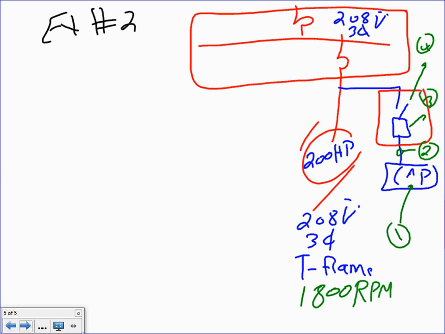I know 200 is a good choice. Before I do that, let me see if they go as high as 200 on 208. Yeah, they do. It's the largest that they can get. You can't go higher than 200 at 208. It becomes too much current. You just jump into 480. Any question, guys?